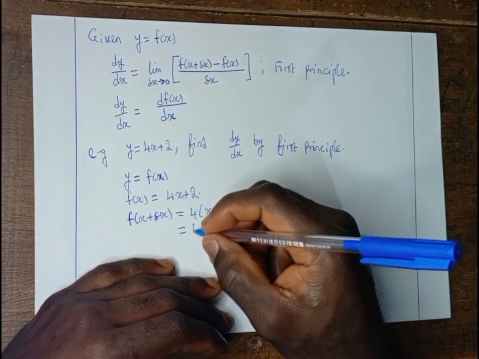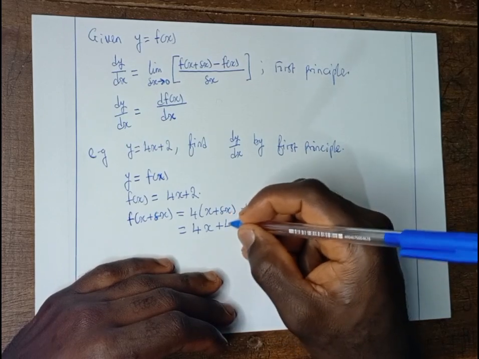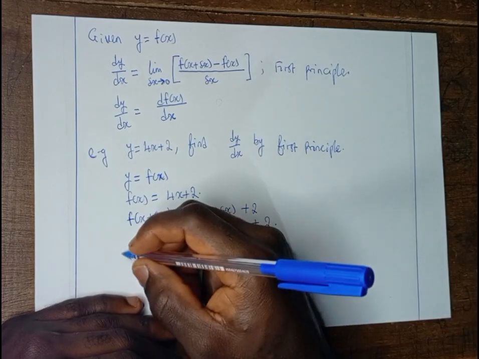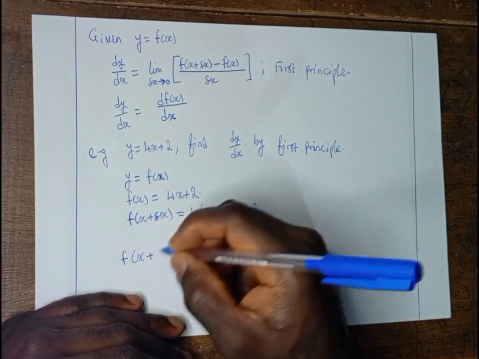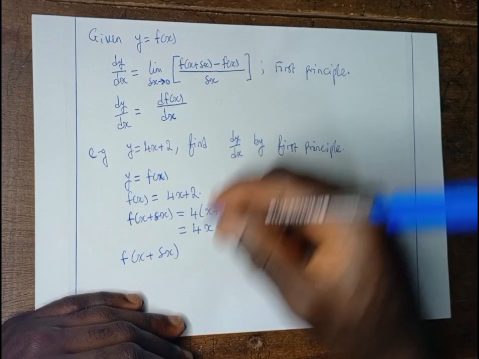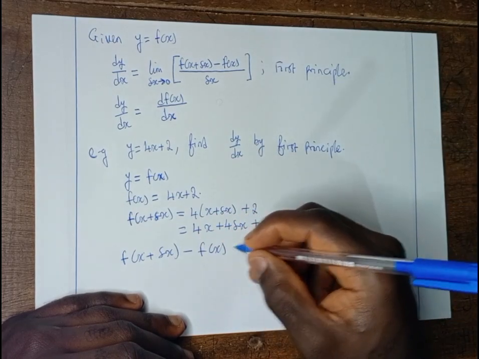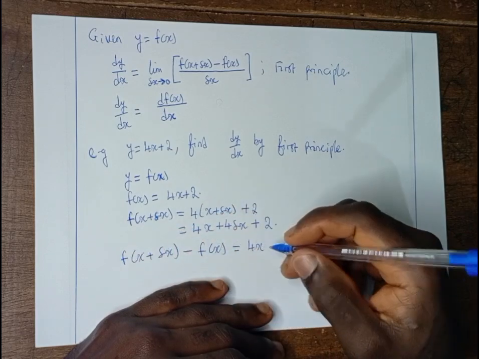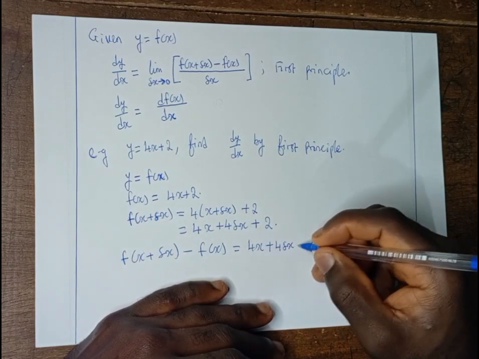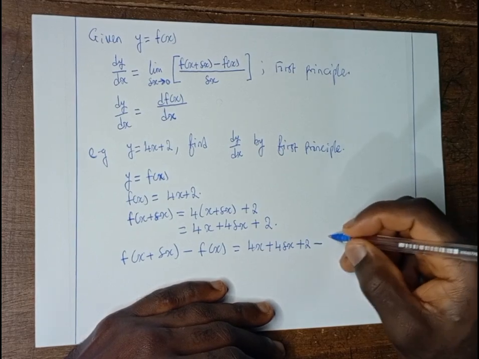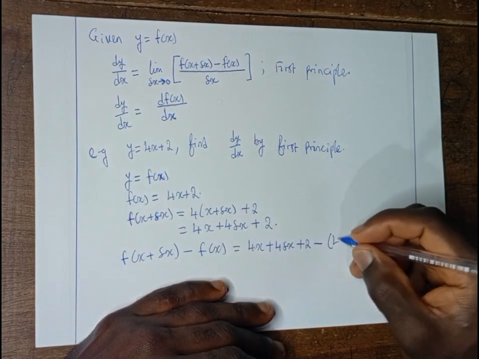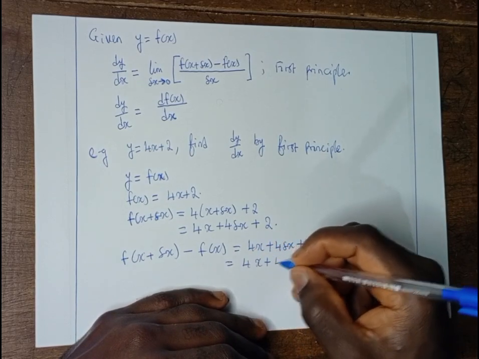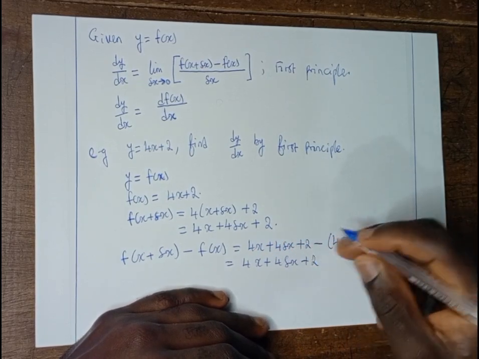Next, if we expand the brackets, this will give us 4x plus 4 delta x plus 2. Next thing, now we need to find f of x plus delta x minus f of x. This will simply be equal to, we know f of x plus delta x is 4x plus 4 delta x plus 2, minus f of x, f of x is 4x plus 2.